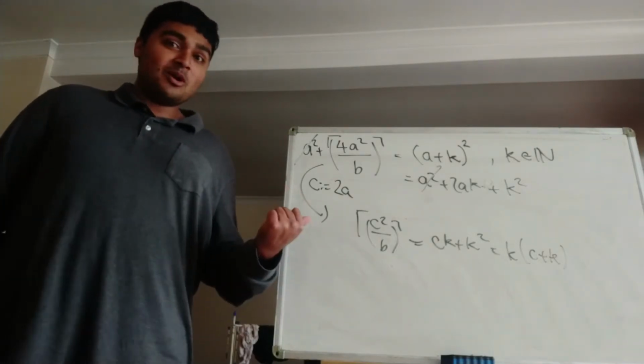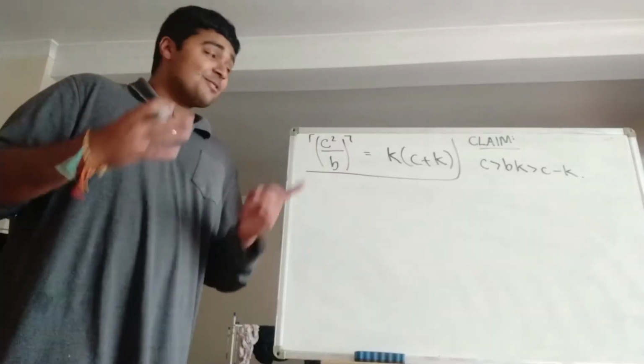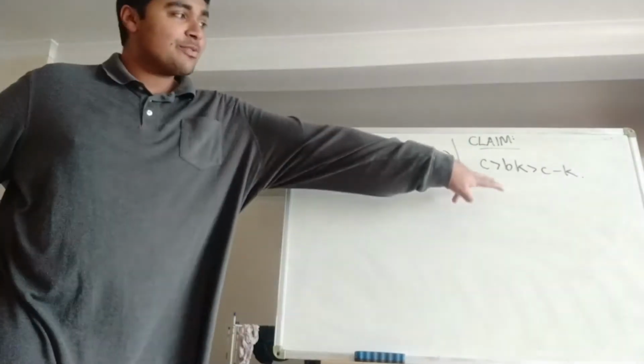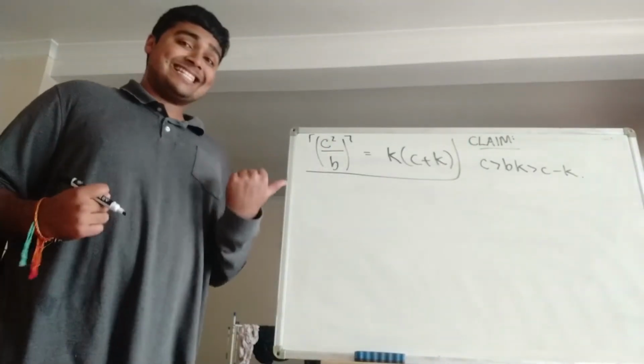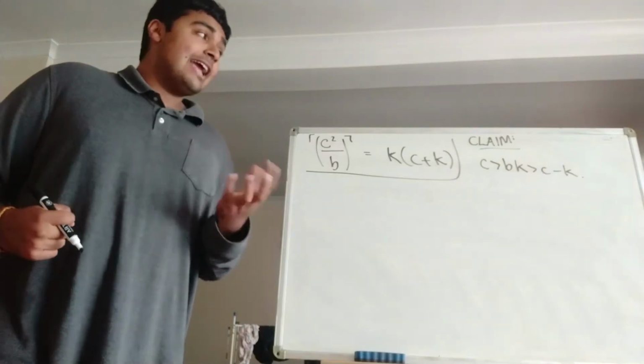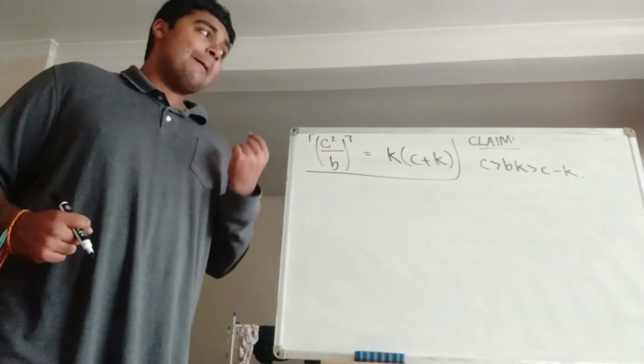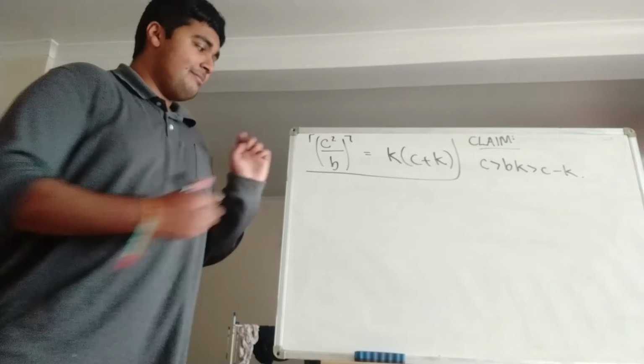Anyway, let me clean up the whiteboard and we'll move on to that. Okay, so I've written up the equation we just had, and I've also written up a little claim. I claim that c is strictly bigger than bk, and bk is strictly bigger than c minus k. Now let me prove this claim. So, proof.